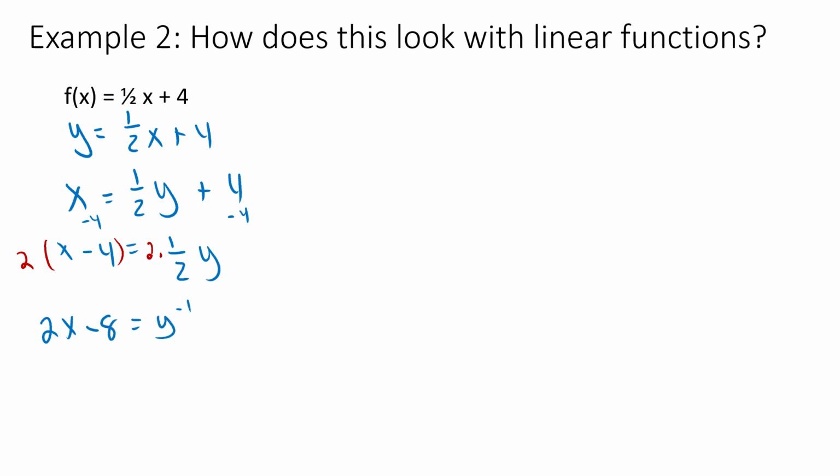That's the new inverse function. So going back to that f of x notation, we get the inverse is 2x minus 8. I don't want to jump to say, oh, it's 2x minus 4, because I added 4, so now I'll subtract 4. It doesn't quite work that way. So we've got that.